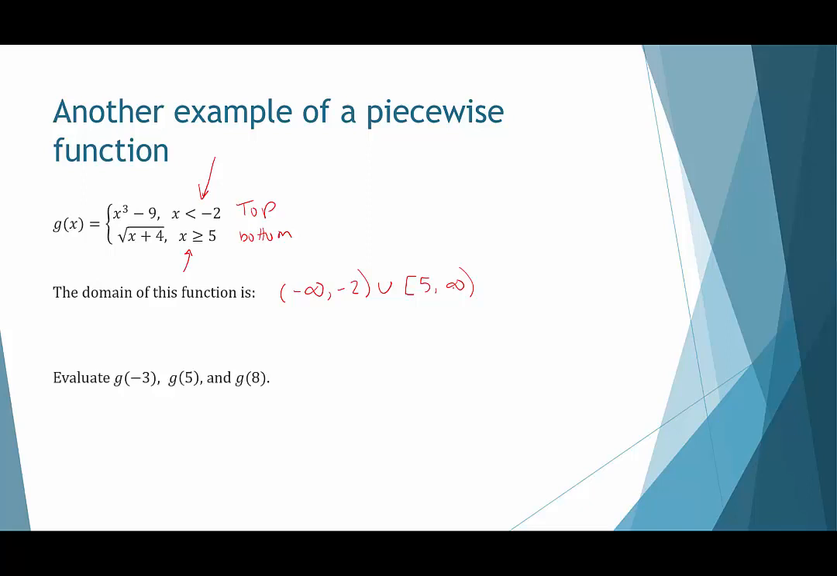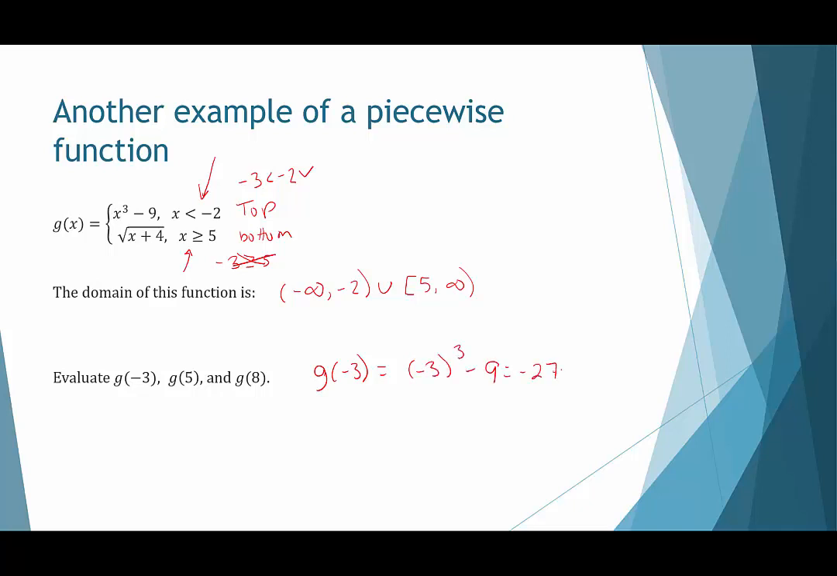Okay, now let's evaluate g of -3. So we have to decide which piece -3 belongs to. The top piece, where -3 is less than -2, or the bottom piece, where -3 is greater than or equal to 5. This is false. This is true. So we only plug it into the top piece. That would be -3 cubed minus 9.